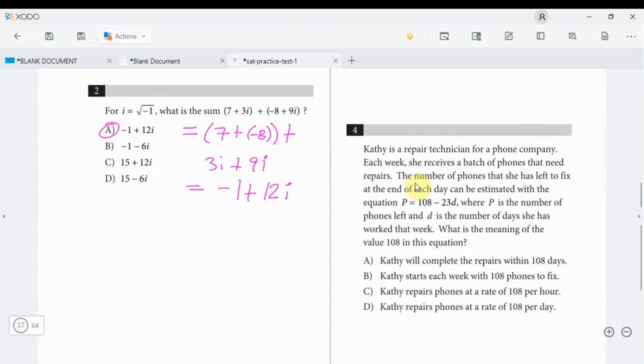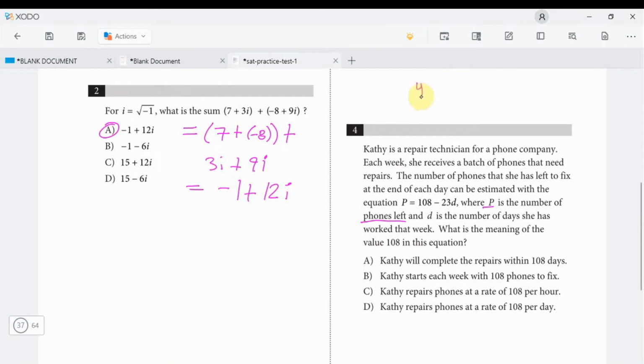Number 4, Kathy is a repair technician for a phone company. Each week she receives a batch of phones that need to be repaired. And let's skip down. It says now P equals 108 minus 23D, where P is the number of phones left. So P is the number of phones left, and D is the number of days she has worked that week. What is the meaning of 108?